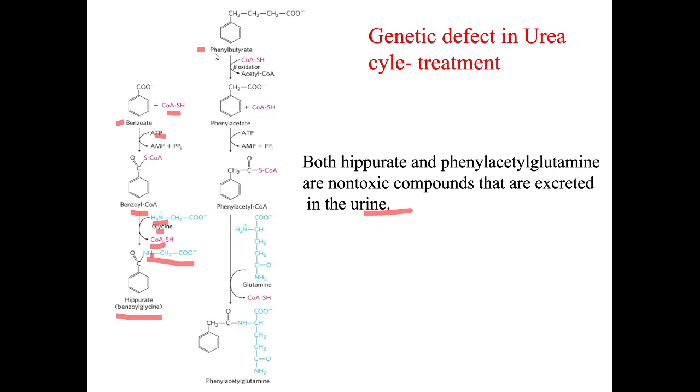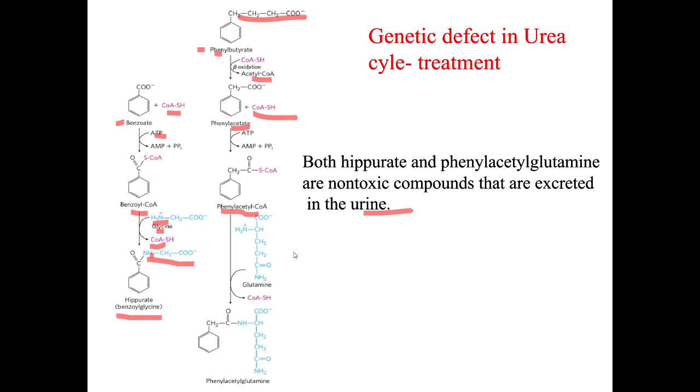Likewise, this treatment involves phenyl butyrate. It undergoes beta oxidation, and we get acetyl CoA and phenyl acetate. Now here we have phenyl acetate. Again, with ATP getting converted into AMP and PPi, this phenyl acetate is getting converted into phenyl acetyl CoA. So like benzoyl CoA, now we have phenyl acetyl CoA.